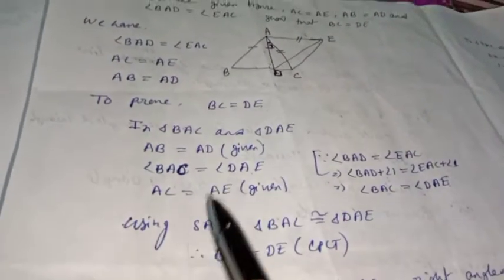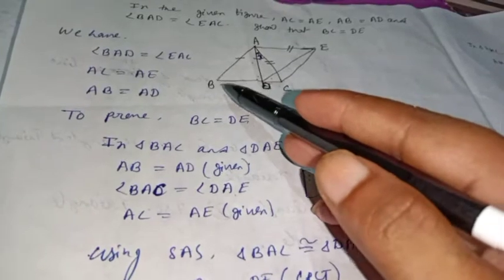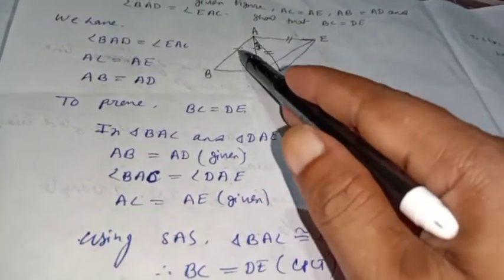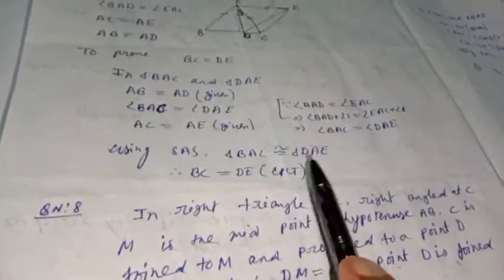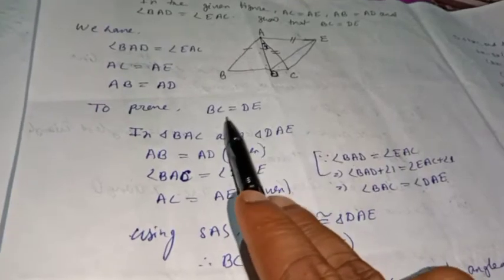So now what criteria can you use? I hope all of you understood this one. Any one of the triangles you can take. Suppose I am taking AB we have used, AC we have used, and this angle we have used. Then it means SAS. So using SAS, these two triangles are congruent. If these two triangles are congruent, BC is equal to DE. Why? Because they are the corresponding sides, CPCT. Clear?